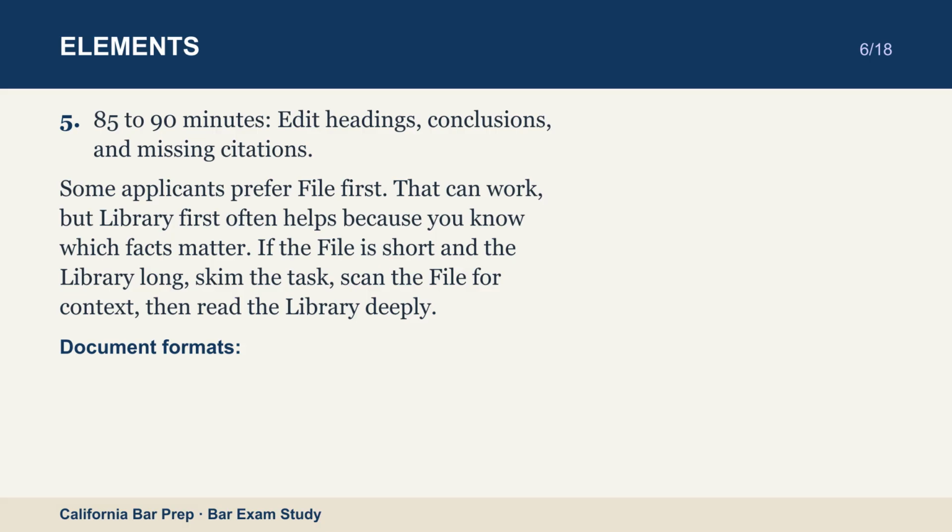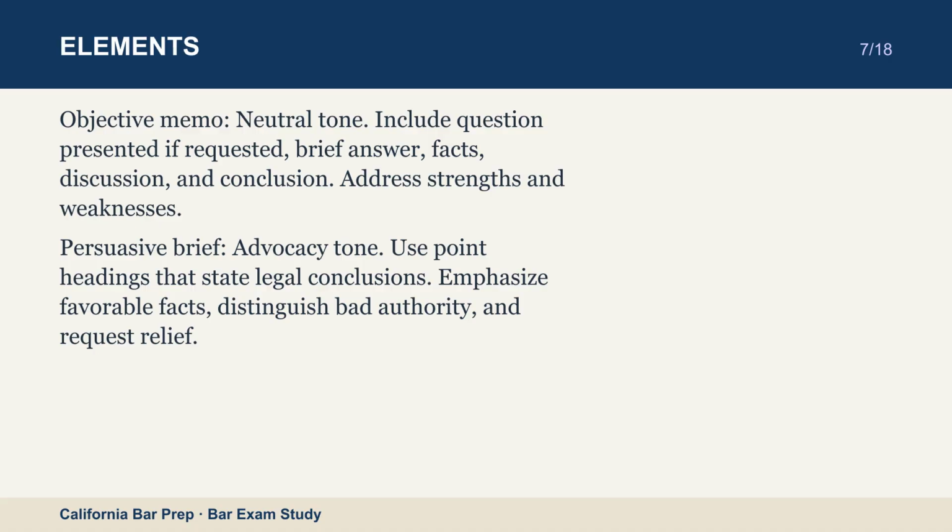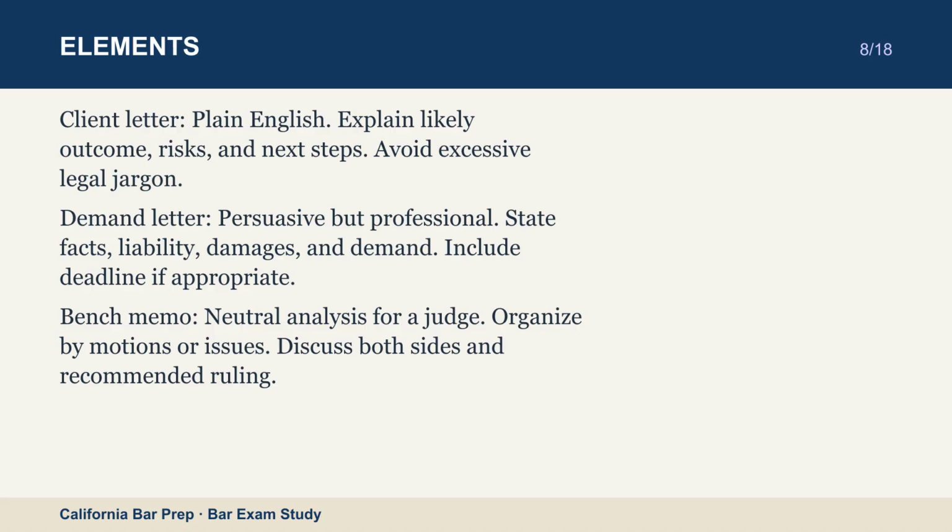Neutral tone. Include question presented if requested, brief answer, facts, discussion, and conclusion. Address strengths and weaknesses. Persuasive brief. Advocacy tone. Use point headings that state legal conclusions. Emphasize favorable facts, distinguish bad authority, and request relief. Client letter. Plain English. Explain likely outcome, risks, and next steps. Avoid excessive legal jargon. Demand letter. Persuasive but professional. State facts, liability, damages, and demand.